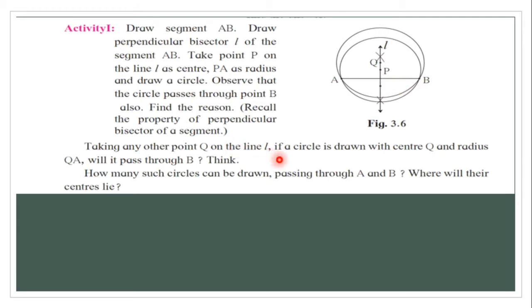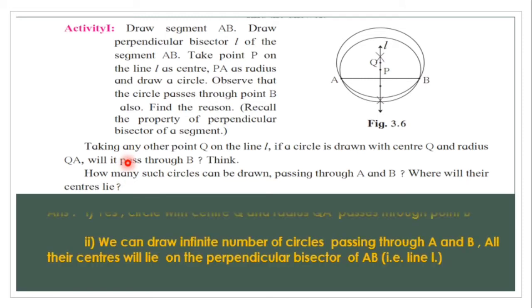Okay, so this is the first question. And next is, how many such circles can be drawn passing through A and B? Where will their centers lie? So here are the answers. Here is the answer of the first, you can see. The answer is yes. The circle with center Q and radius QA passes through point B. Okay, it should be clear.